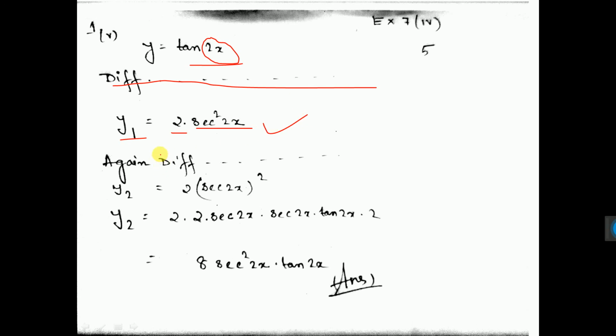Now you can write, again if you differentiate, then it will be y2, and this you can write 2 into sec 2x whole square. So x to the power n formula, n into x to the power n minus 1, 2 minus 1, that is 1, I have not written here. Again sec x differentiation is sec x tan x, but x I have considered 2x, so again d/dx of 2x is 2. That is the answer. You simplify and get this answer.